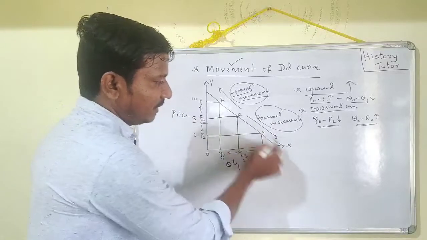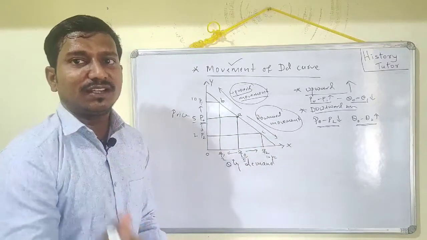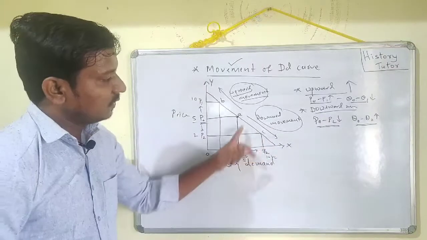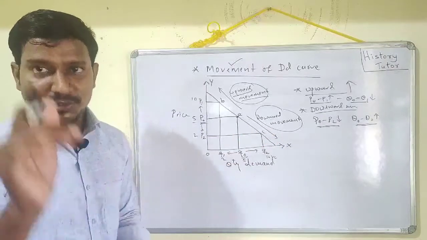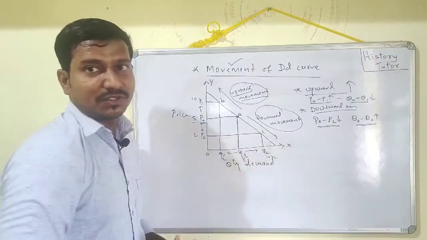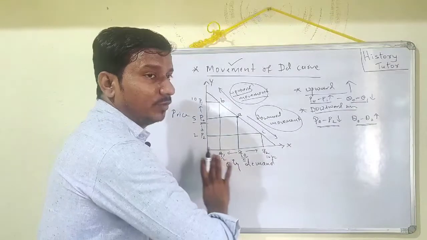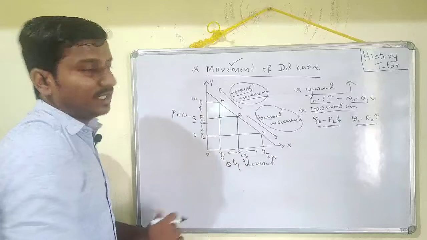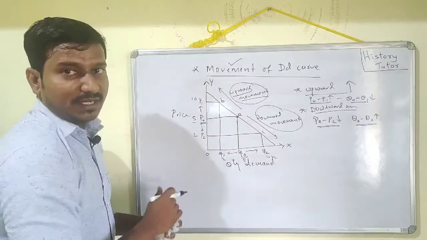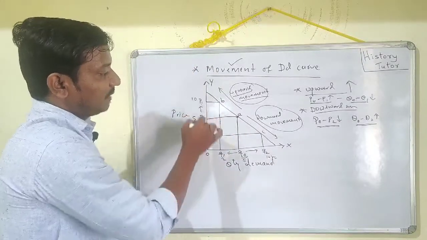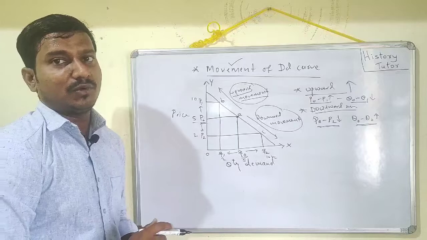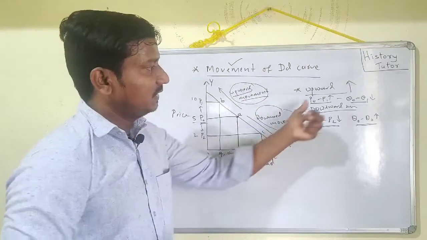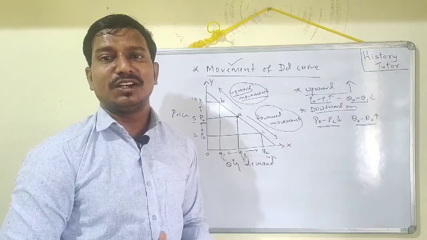Don't get confused. If it is moving downside, it does not mean there is a decrease in the demand. No. There is an increase in the demand, which is why it is moving towards the OX axis, far from the origin point. In the same way, when the demand curve moves upside, the price is increasing more and more. So this is how the movement of the demand curve works: upward movement and downward movement.